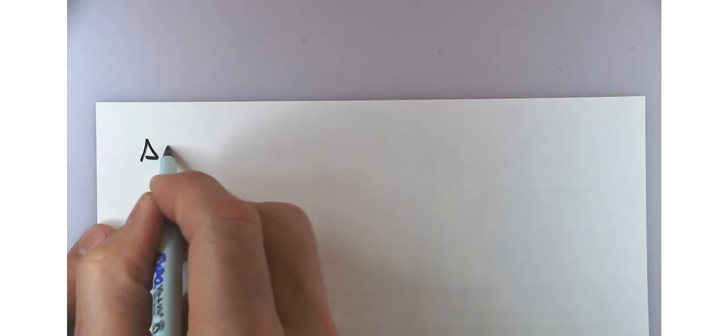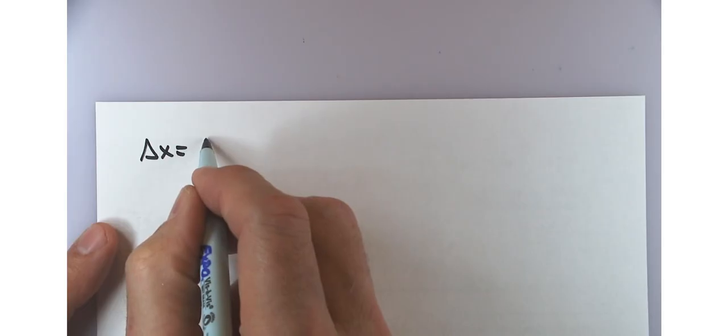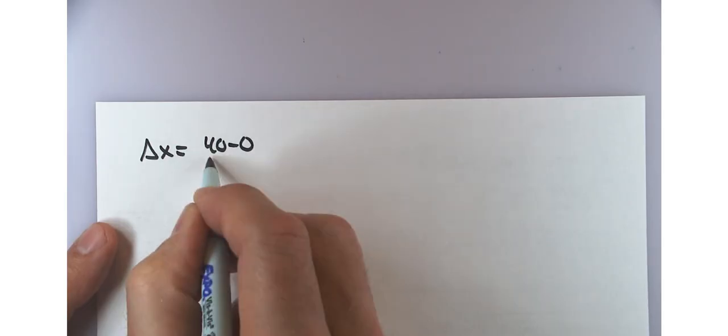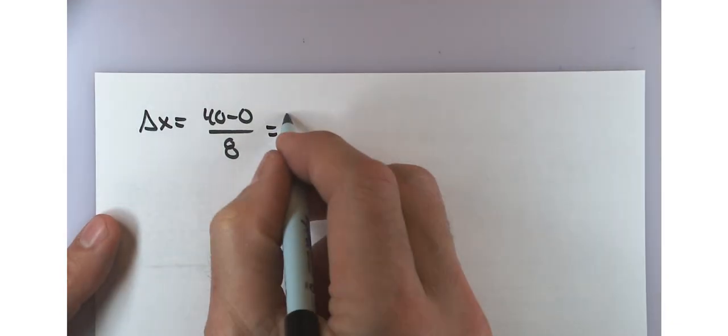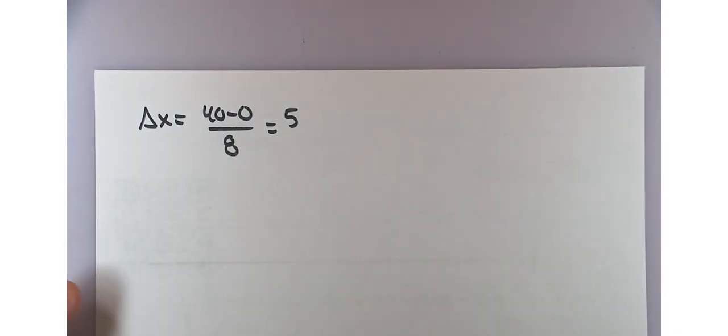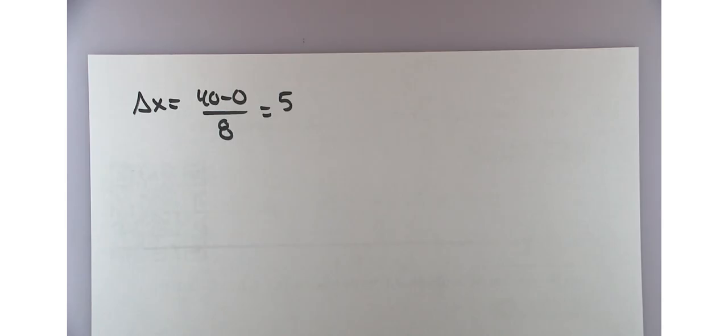So let's figure out what delta x is. Delta x is going to be 40 minus 0 over 8 intervals. That's going to give us 5. So that's how wide each of our subintervals is going to be. We're going to keep our subintervals the same width, at least for this exercise.